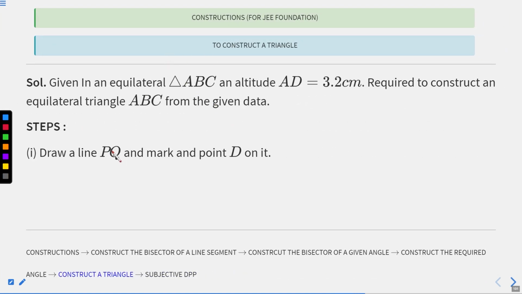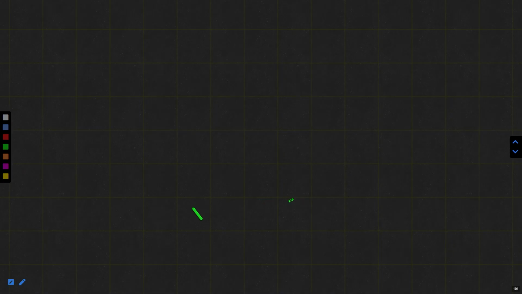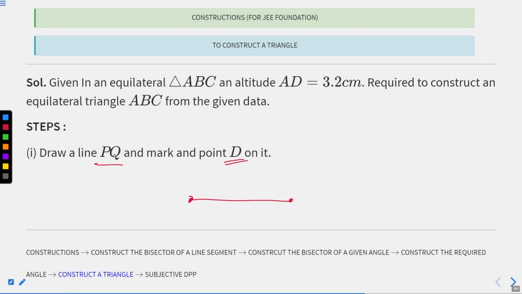To draw that specific equilateral triangle, first of all, draw a line PQ and mark any point, naming it D, on it. So here is my PQ, and here is my point D. I hope this is clear.